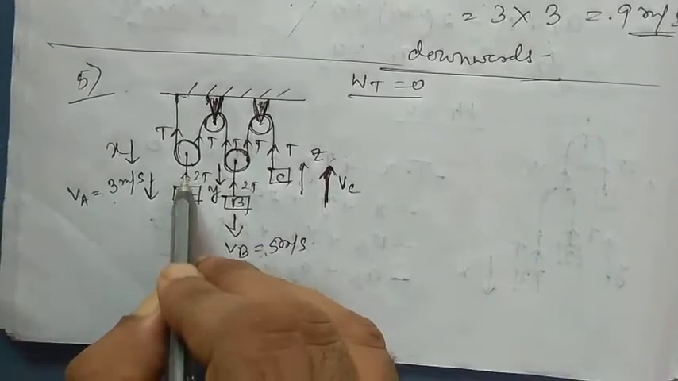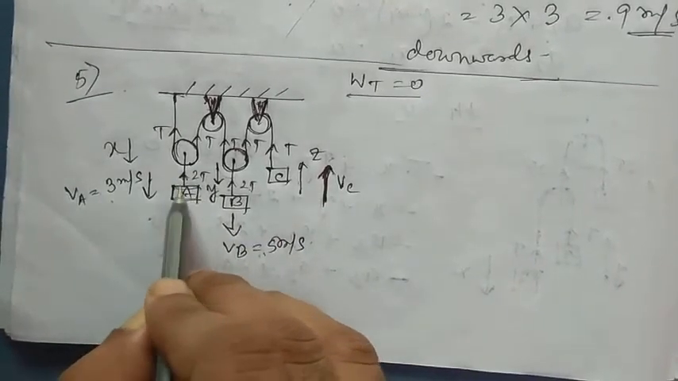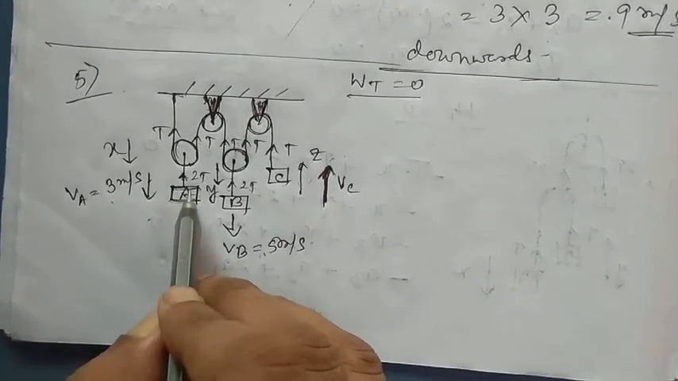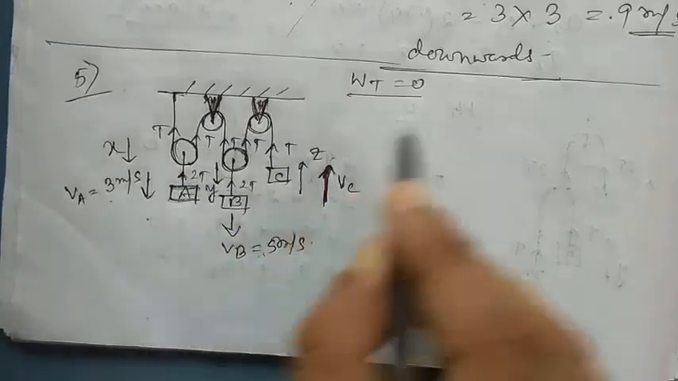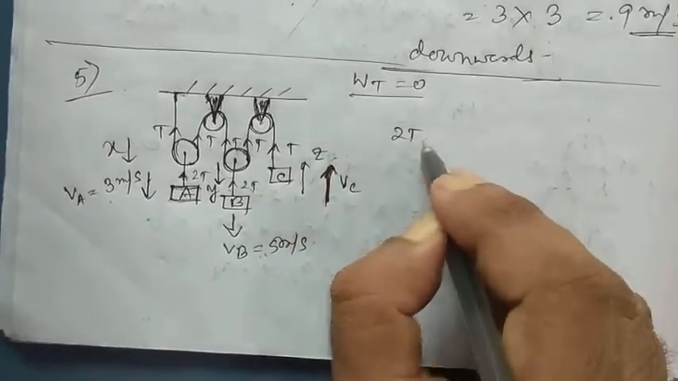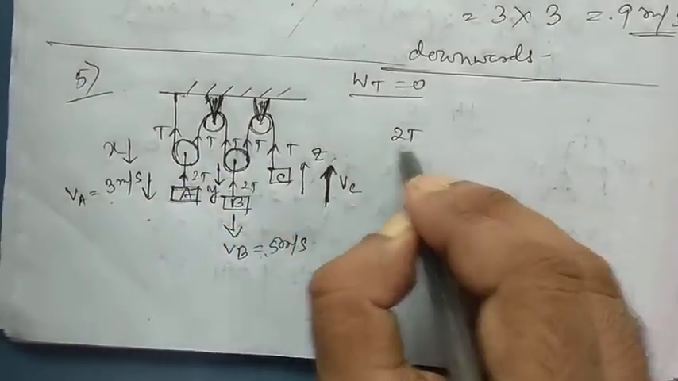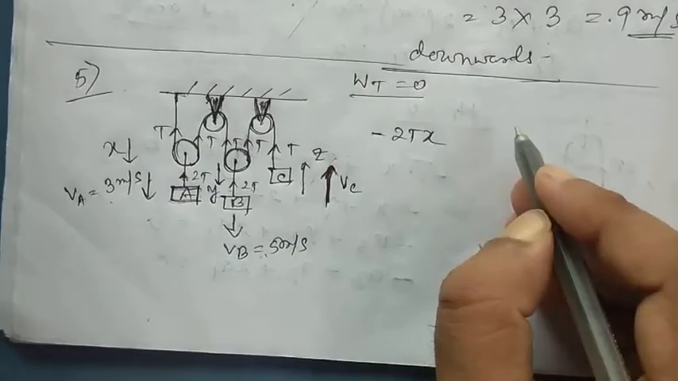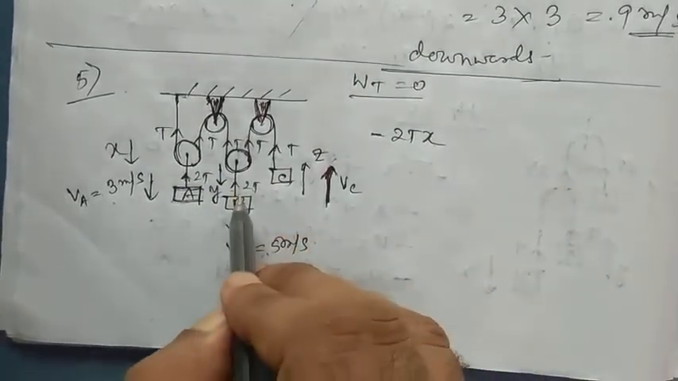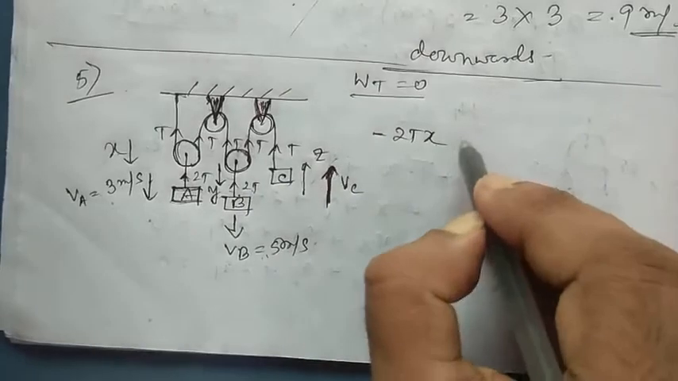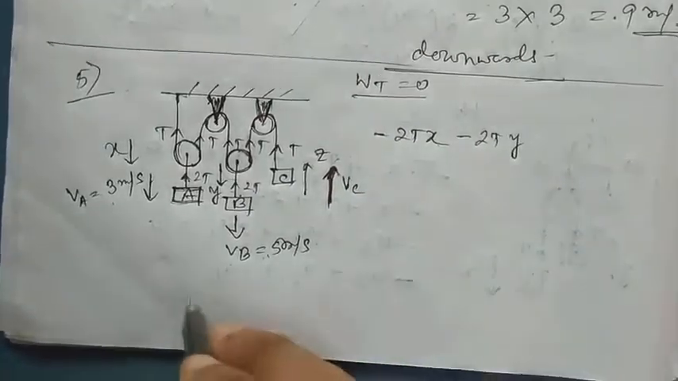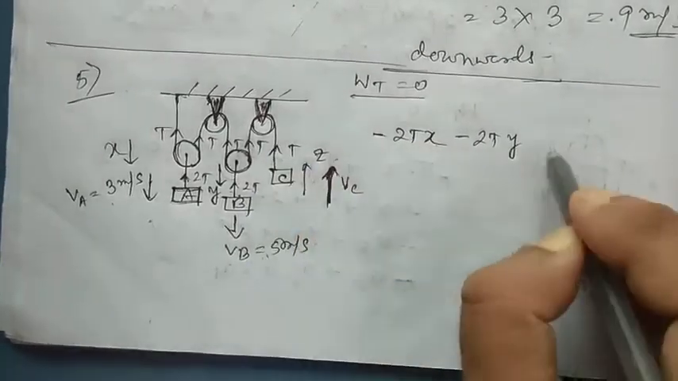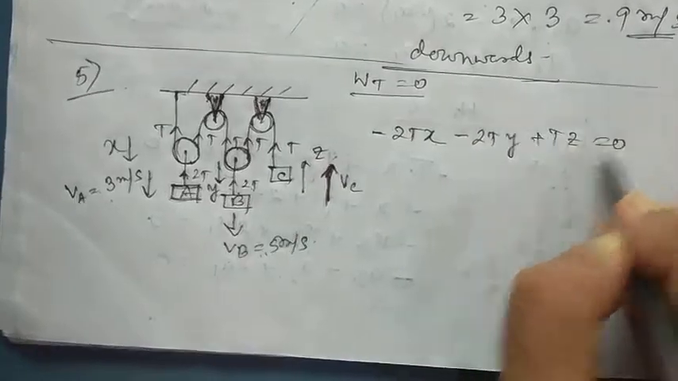So we can write the equation as 2T. We have to write the equation for the blocks. Now the tension on this block A is 2T upwards, and the displacement is X downwards, so it will have a minus sign, negative work. Similar is the case for this, minus 2Ty, but for this case T and Z are in the same direction, so TZ is equal to 0.